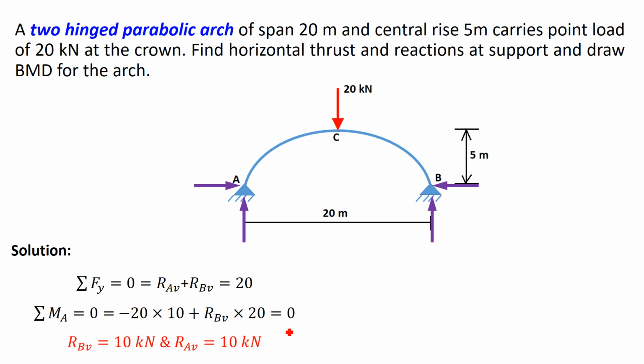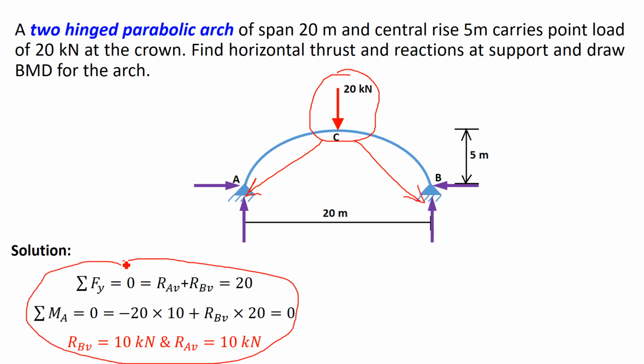Of course, this is basic fundamental. If an arch is subjected to a central point load, the reactions will be half at the left support and half at the right support. No need to apply the equilibrium equations; we can directly write 10 kilonewton and 10 kilonewton, W by 2, because of the central point load. So the vertical reactions are done.